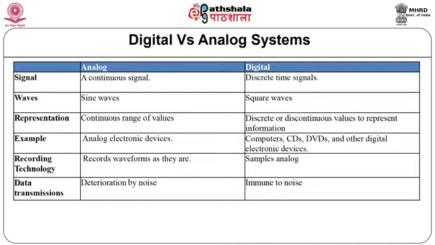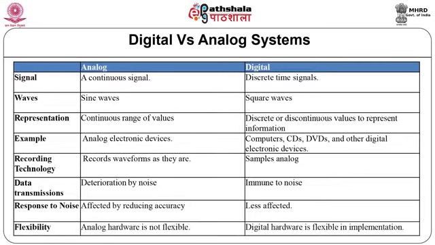Let us consider the next parameter for the comparison, related to the response of the system to noise. Noise definitely affects the accuracy of the analog system, whereas digital system accuracy is not much affected. Let us move on to the next parameter, that is flexibility. Analog hardware is not flexible, whereas digital hardware is flexible in implementation.